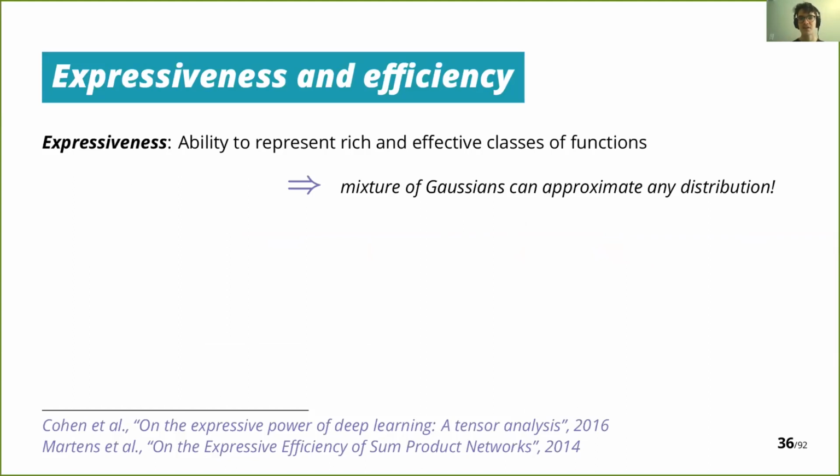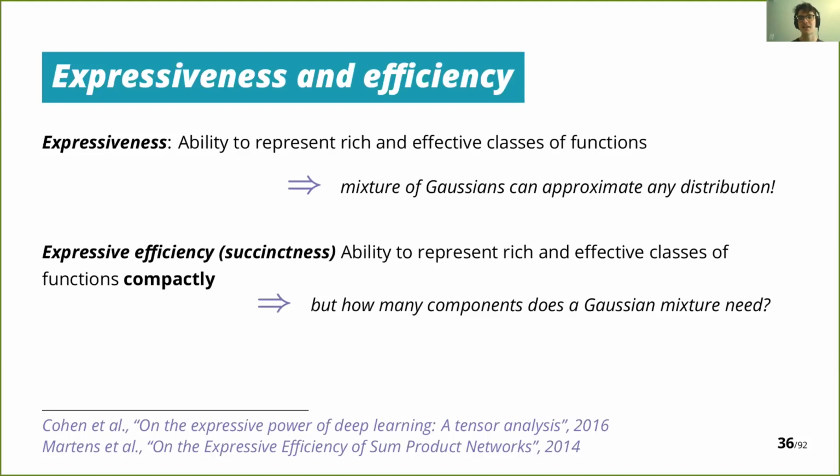Can we do better? Can we ask how many components we need to approximate, in a good sense, some distribution? So we need to look not at expressiveness per se, but at expressive efficiency, or succinctness. It is the ability to represent a large class of complex models compactly, without so many parameters, not in a wasteful way.